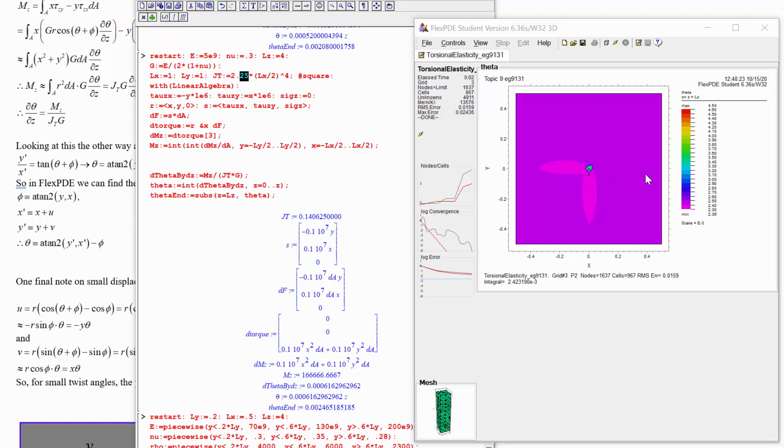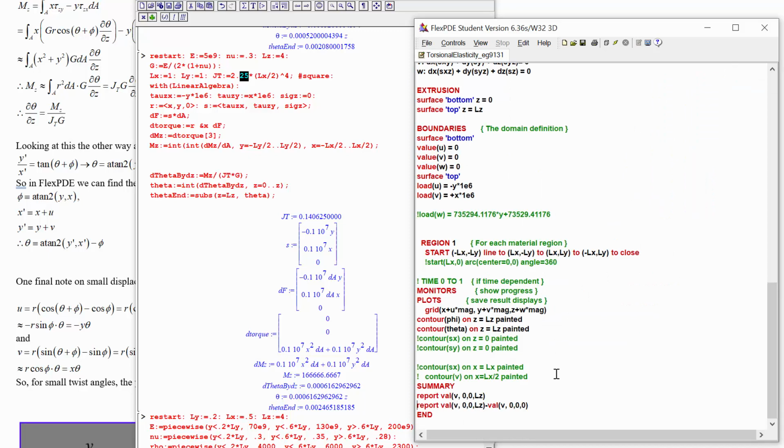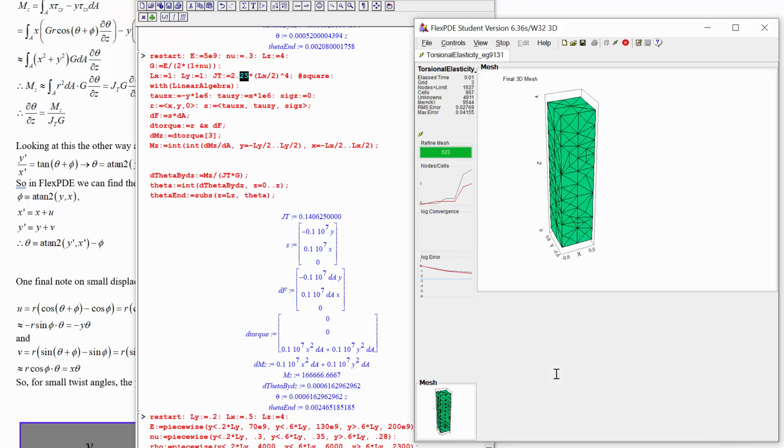A lot of the time you want to just pick some spot and get the angle right at that spot. So let's just have a look at report val of theta at, let's say, Lx, 0, Lz. And then we'll compare that to, what if we were to use the top right corner, Lx, Ly, Lz.